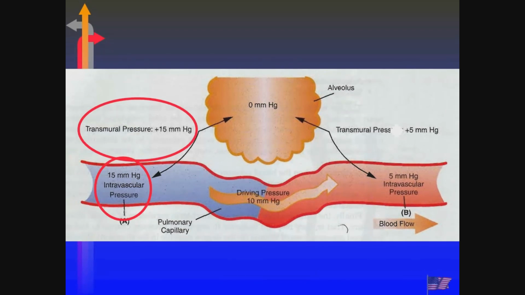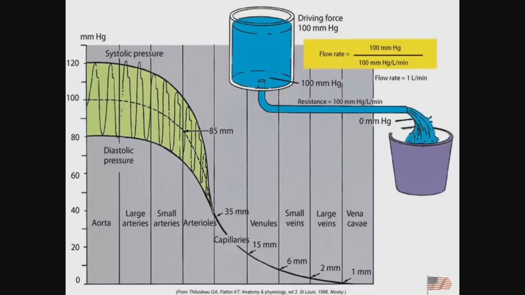Okay, so intravascular, transmural, driving. And this is just showing, at least as far as the systemic circulation is concerned, going from the aorta, dropping down to the vena cava, and ultimately into the right atrium. There's a huge pressure drop that exists because of that huge driving force. We'll come back and visit that another day. But it's a cascade downward.